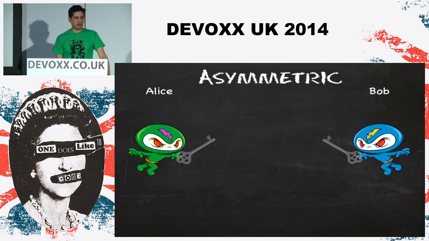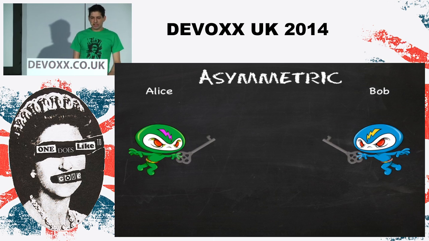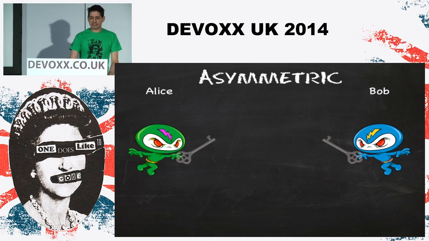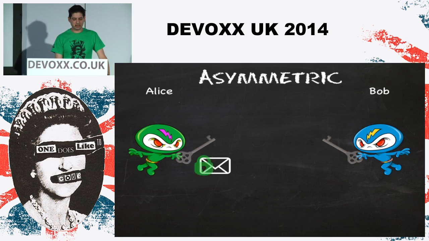Say Alice, again, wants to send her message to Bob, but she doesn't want anyone else to be able to read it. What can you do? Well, what if Alice puts her own padlock on the letter and sends it over to Bob like that?